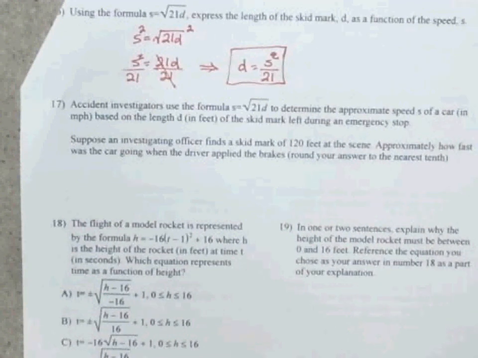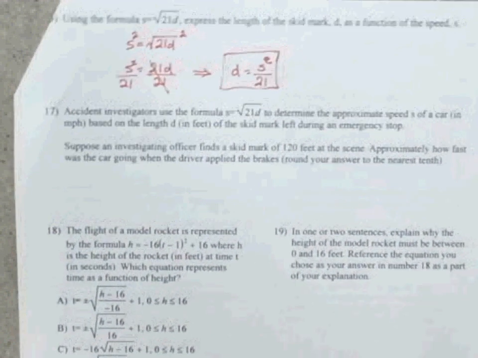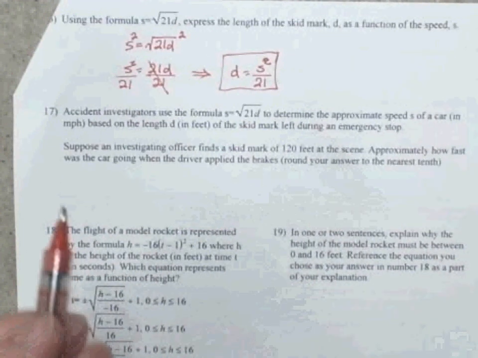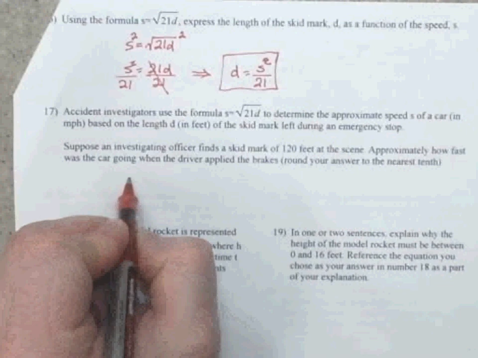Number 17, we have some accident investigators who are using that same formula we just talked about, because they want to know the speed of a car because they have the length of a skid mark. They come up to a crime scene or where a car has had an accident, and they want to know, was this person driving safely? Were they driving too quickly? What happened? And they observe a skid mark that is 120 feet long. Approximately how fast was the car going if the skid mark was 120 feet long?